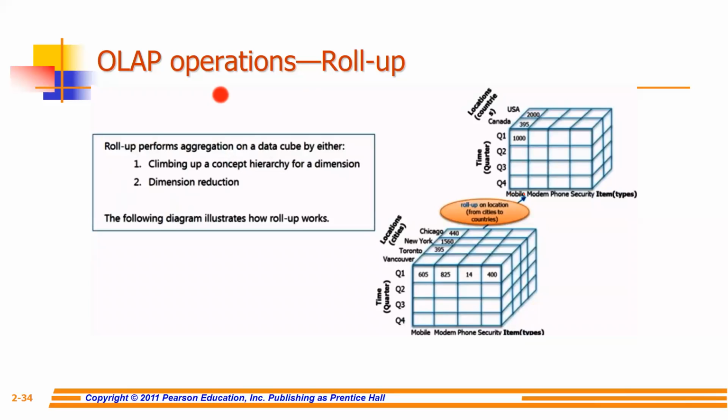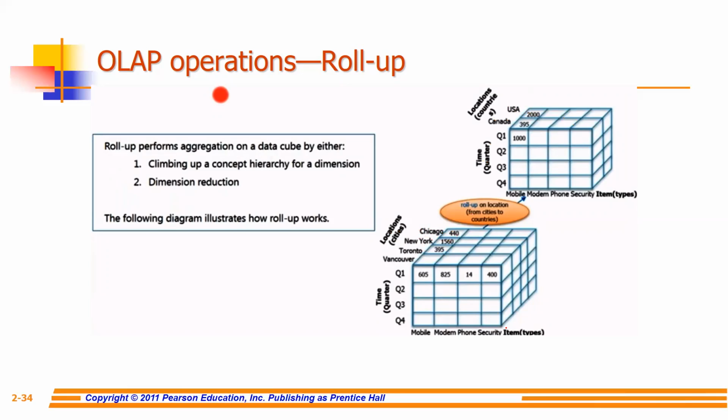In a roll-up, we have three dimensions here: Chicago, New York, Toronto, and another state we have. But these dimensions are summarized with the help of countries. So the data is split by location, or city-wise. If we collect all the cities by country, and we reduce the dimension, this is called the roll-up process.